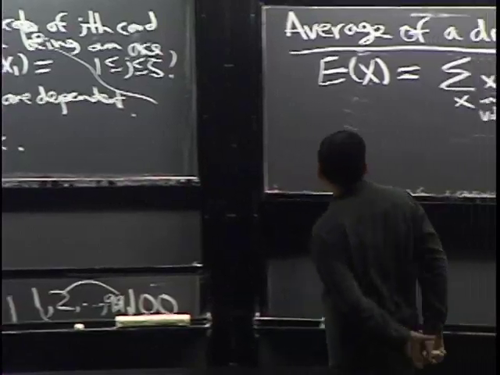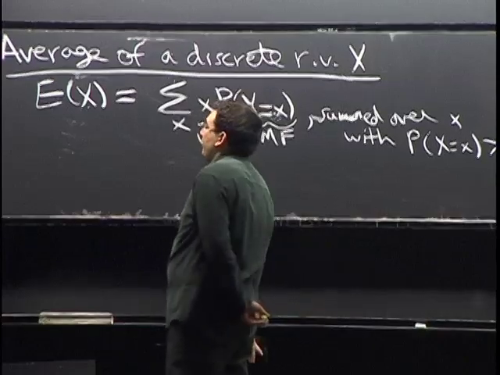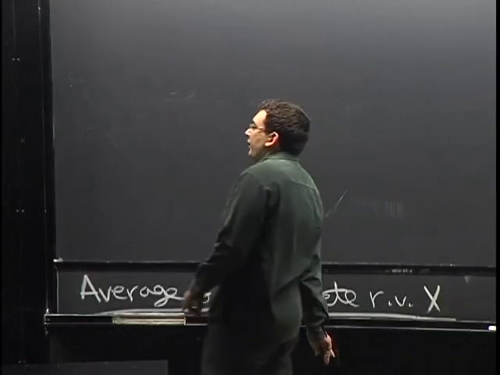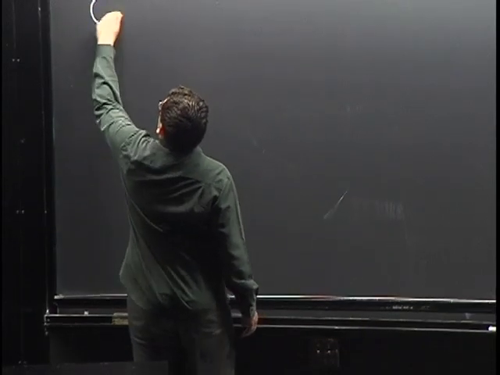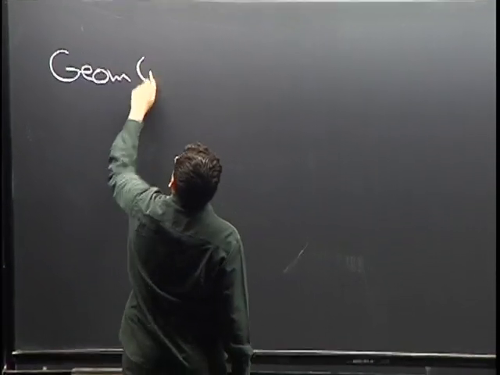But the last thing for today is we need one more famous distribution. And that's called the geometric. Not to be confused with the hypergeometric. There's very little in common between the geometric and the hypergeometric. Okay, so this is our next famous distribution, the geometric distribution with parameter p.